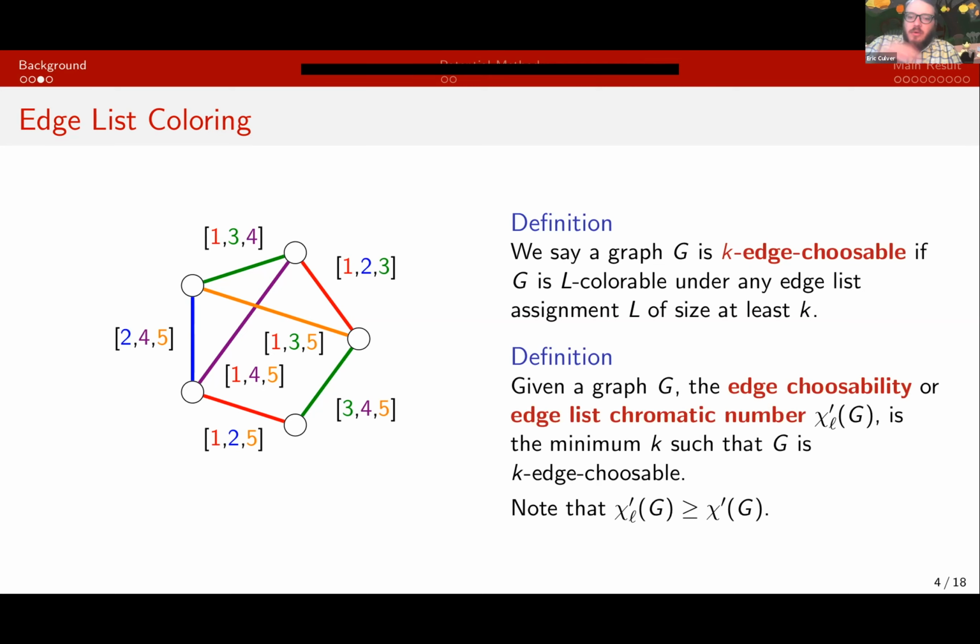And this is lower bounded by the edge chromatic number, because you can just make all the lists be 1, 2, 3 or something like that. Just make all the lists be the same colors, and since you have enough to color the graph according to the edge chromatic number, then you know that it's colorable. And since that's one of the possibilities you consider when you're asking if a graph is k-edge choosable, this is a lower bound.